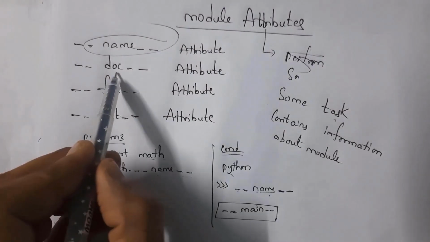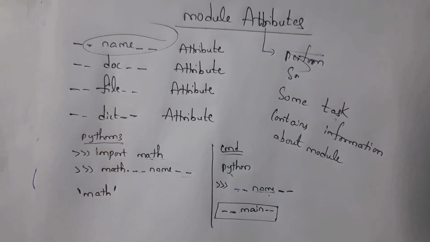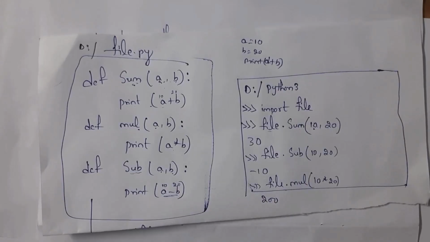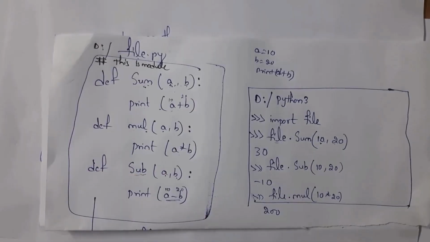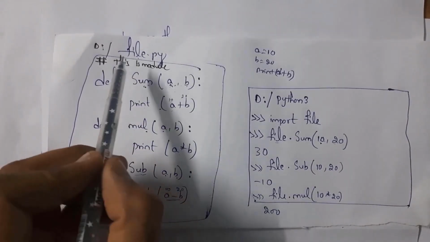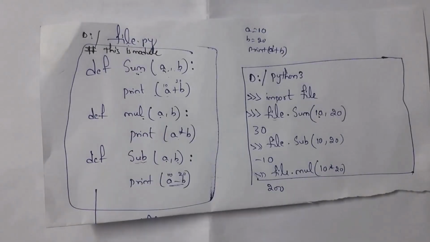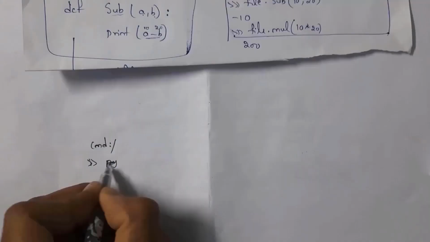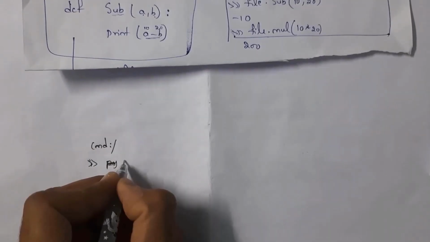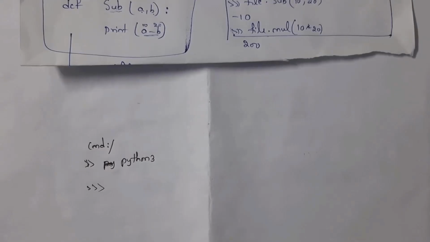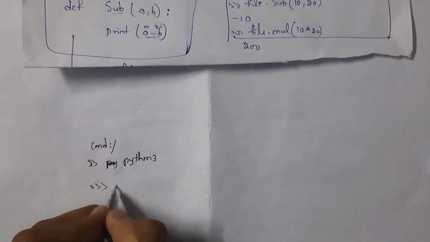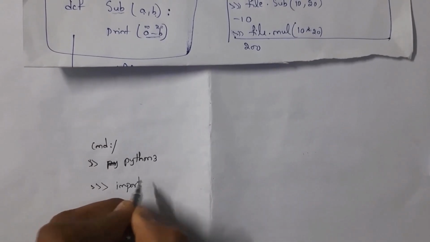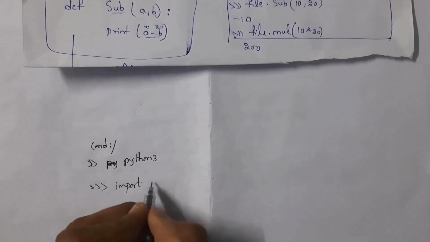Next I will explain the use of the doc attribute. Doc stands for document string. For example, consider this file which I already explained before. Let us consider this module contains a comment, that is, this is module. This module name is file.py and this module is present in local disk D. Now I want to open this file, so open command prompt and open Python. Now I want to import this module file.py. Inside this, write import file.